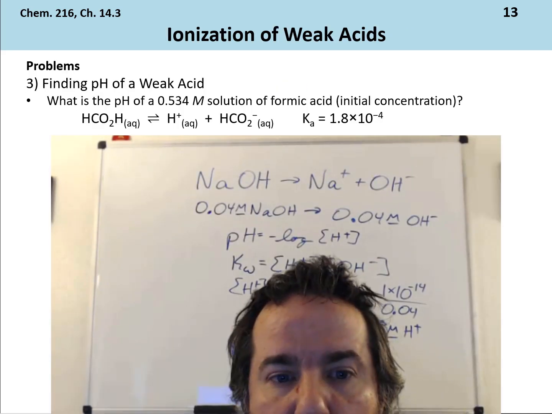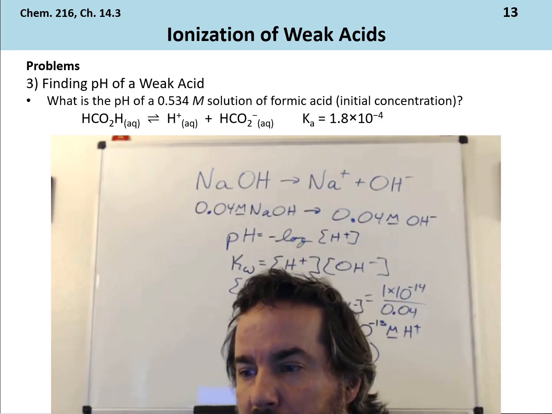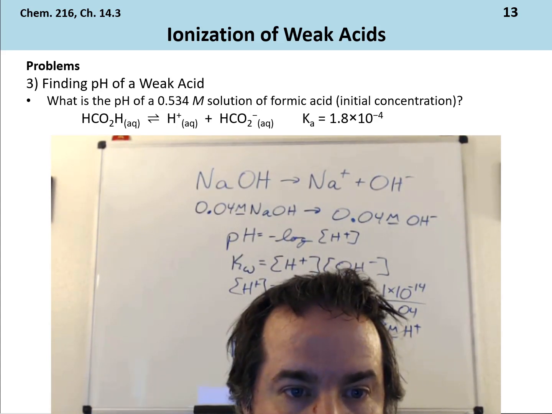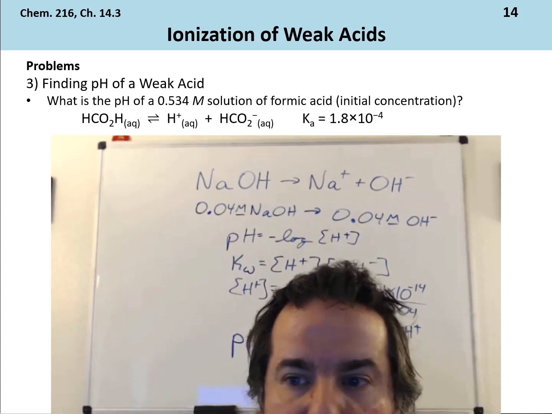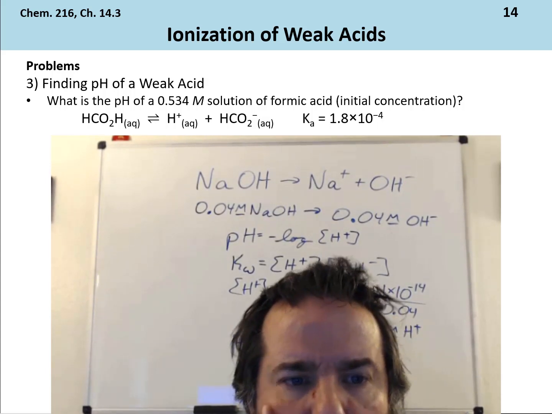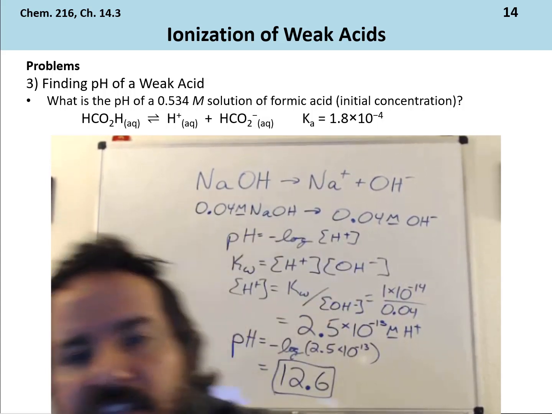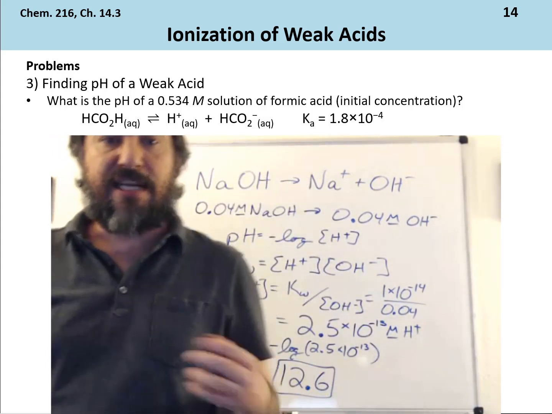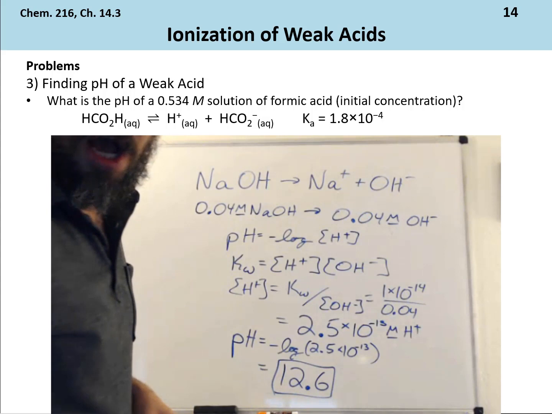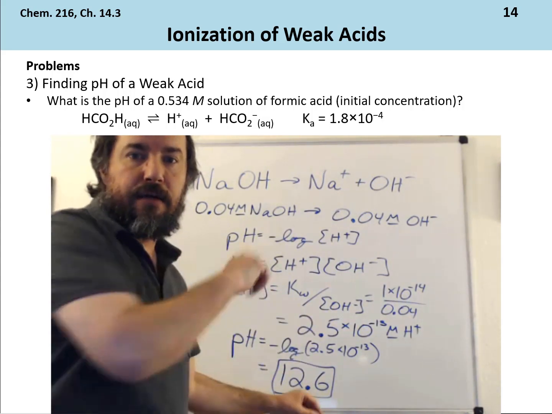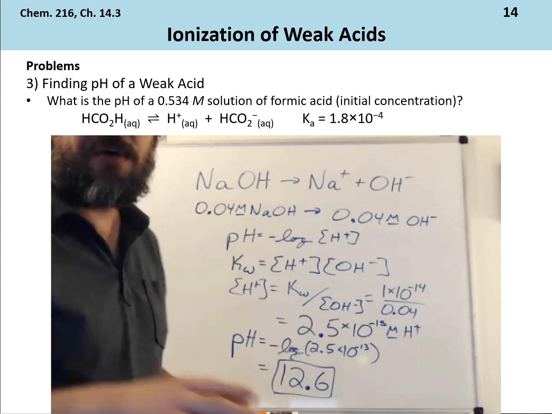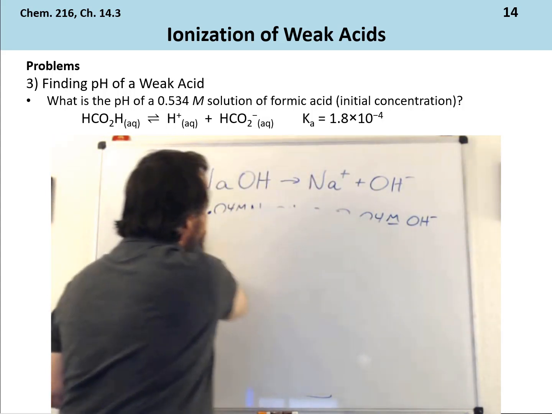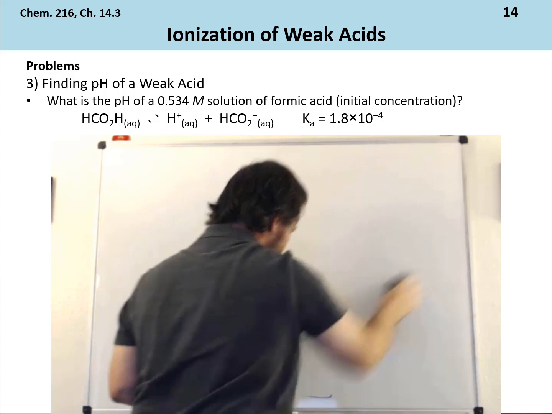Okay, so let's go ahead and do this problem. We're going to find the pH of a weak acid, right? We're going to find the pH of a 0.534 molar solution of formic acid. That's HCO2H. So we know its initial concentration. We're given its Ka, and we want to figure out what its pH is.